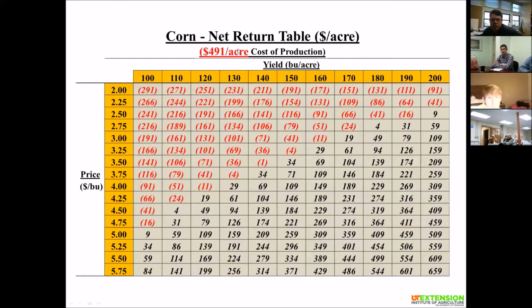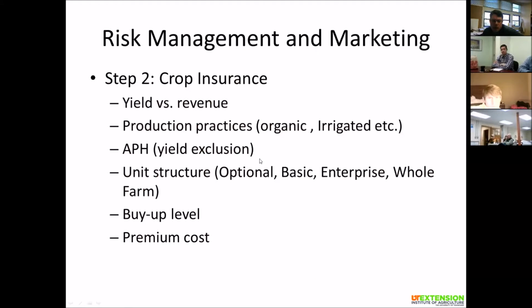What you want to end up doing is looking at the different unit structures that are going to make sense. Enterprise basically pools more of your land together, so there's some benefits of getting a lower premium, but it also reduces the likelihood of a potential payout of crop insurance. So weighing those differences is very important.